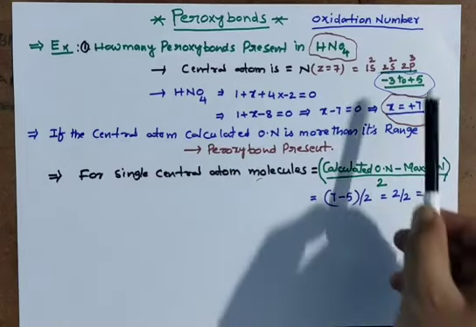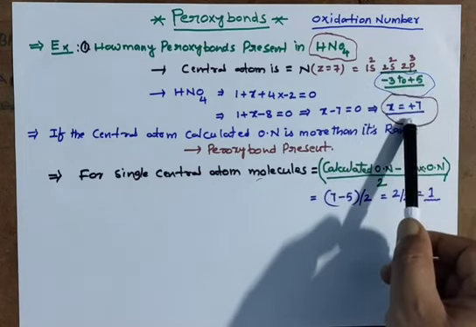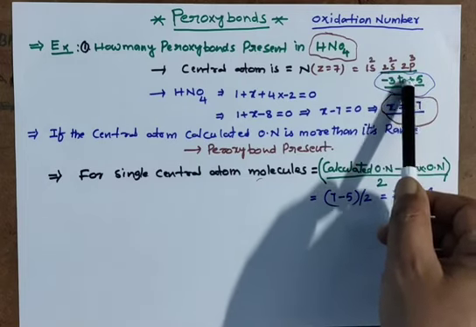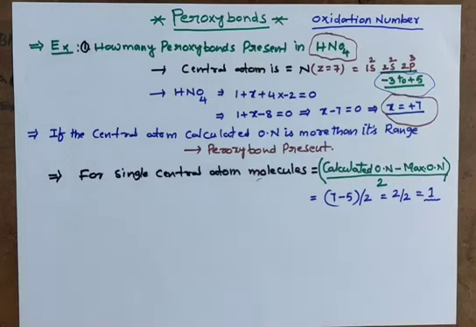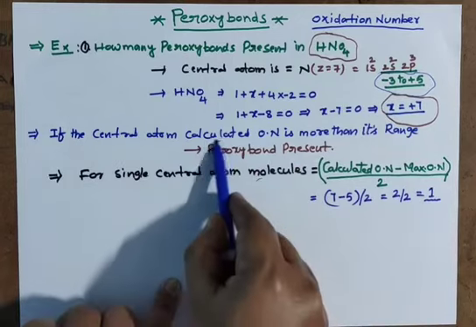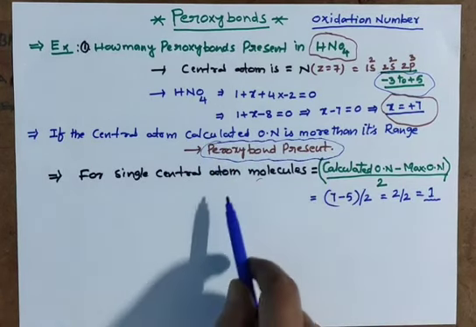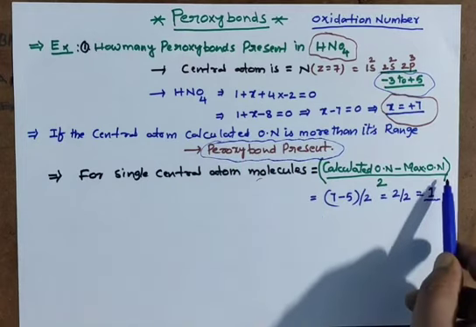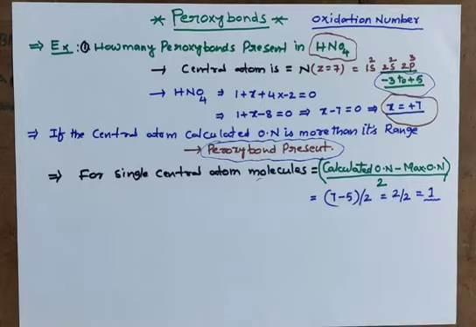So first, what you have to see is the central atom's maximum oxidation number, then the calculated oxidation number. If the calculated oxidation number is more than its maximum oxidation number, you have to conclude a peroxy bond is present. Now, how many peroxy bonds are present? For single central atom molecules, calculated oxidation number minus maximum oxidation number, by 2. Like that you can go. Clear? You can cross-check for any.